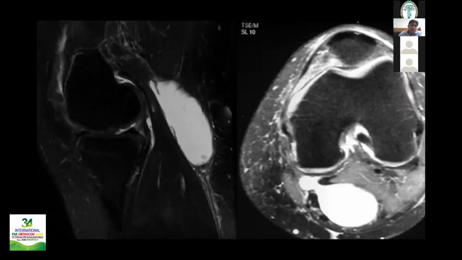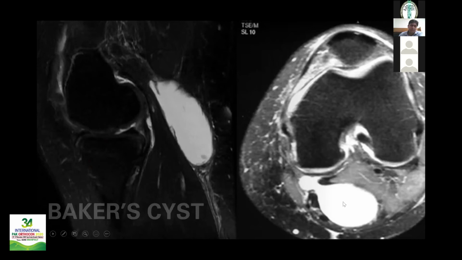So again, you can see that this is a large cystic structure at the posterior aspect of the knee with communication with the popliteal region. So this is a large cystic popliteal cyst, that is the Baker cyst.